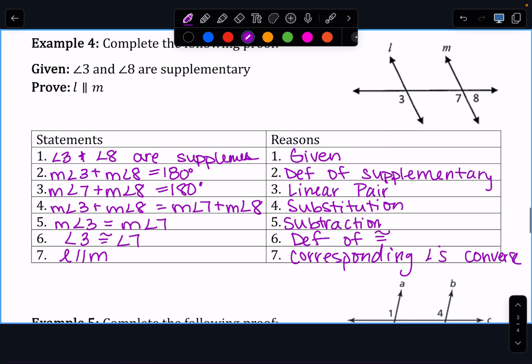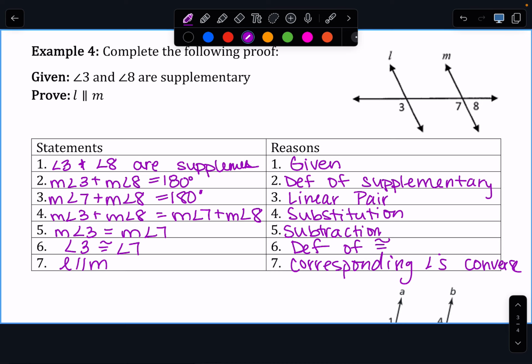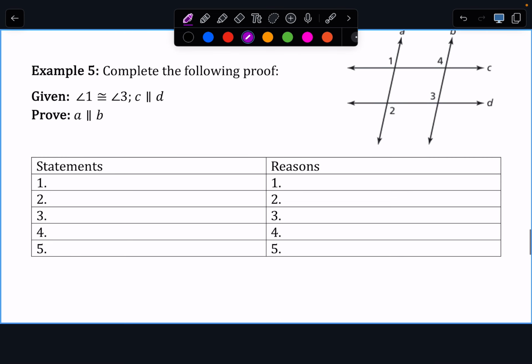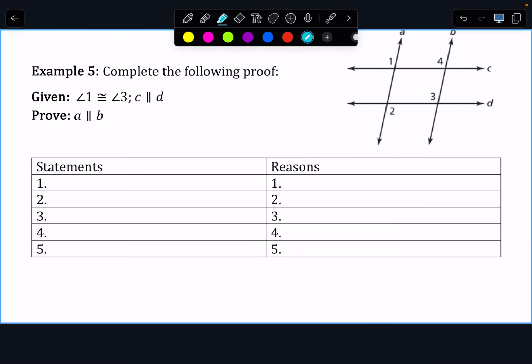Okay. Do you have questions on this example for proof? No. Okay. Let's look at this last one. We know right now that line C is parallel to line D, and angle 1 is congruent to angle 3. Okay. I want to prove A is parallel to B.